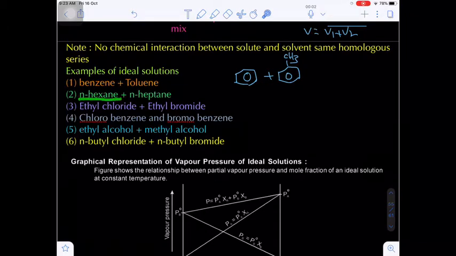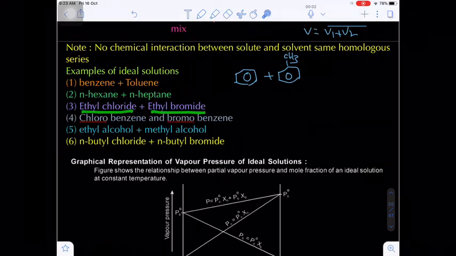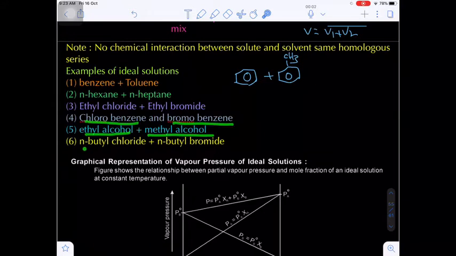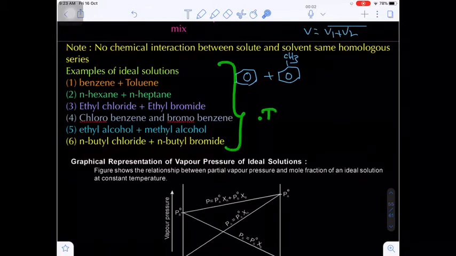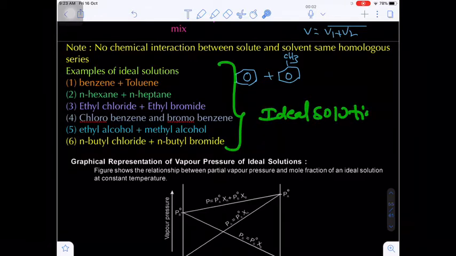Okay. And the second example, n-hexane and n-heptane. Third example, ethyl chloride and ethyl bromide. Next one, chlorobenzene and bromobenzene, ethyl alcohol and methyl alcohol, n-butyl chloride and n-butyl bromide. So these are the important examples regarding the ideal solutions. So we have to remember some examples regarding the ideal solution.